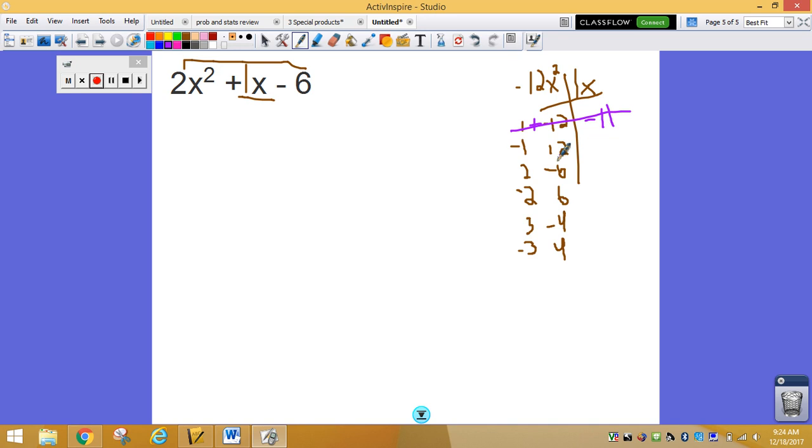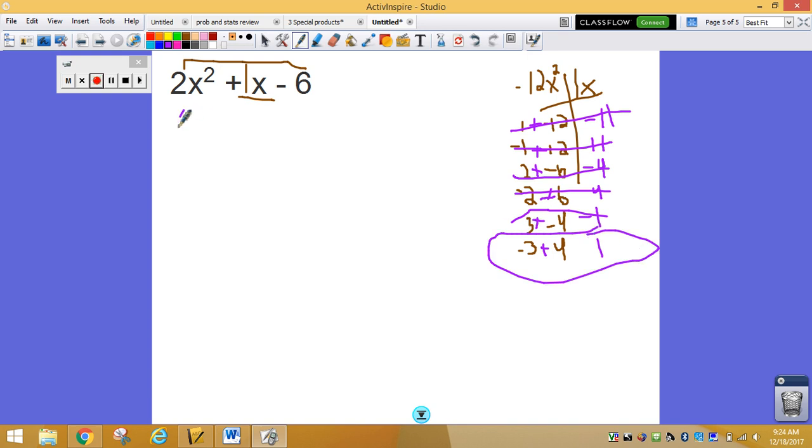Add these and you get positive 11. Again, I want 1. Add these and you get negative 4. That doesn't work. Add these and you get positive 4. That's not right. Add these and you get negative 1. That's close, but I want a positive 1. Add these and you would get positive 1. So here are my answers.